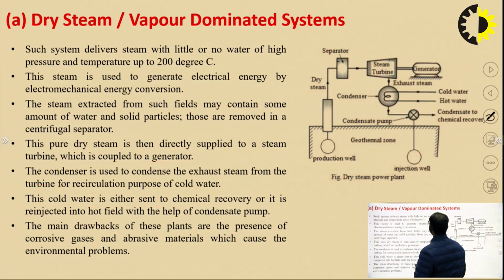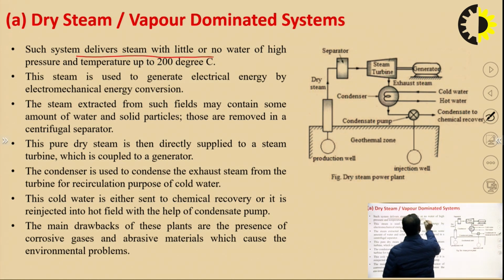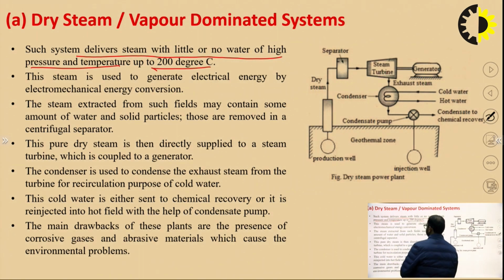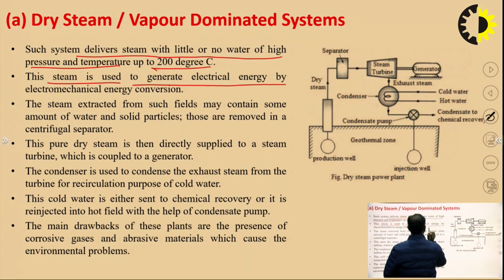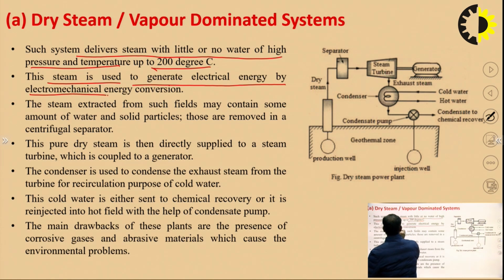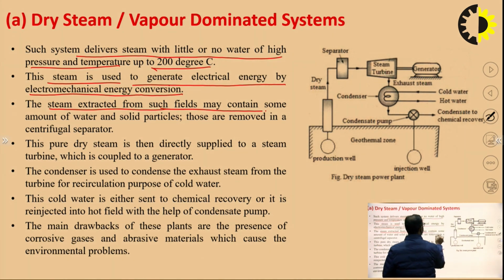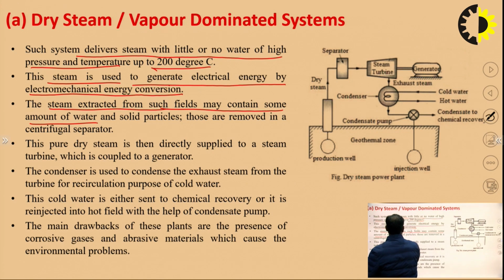So in dry steam or vapor dominated system, such a system delivers steam with little or no water at high pressure and temperature up to 200 degrees Celsius. This steam is used to generate electrical energy by electromechanical energy conversion. The steam extracted from such fields may contain some amount of water and solid particles, and those are removed in a centrifugal separator.